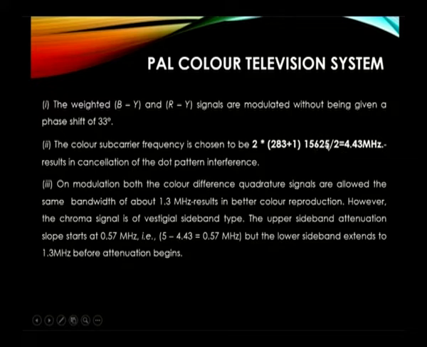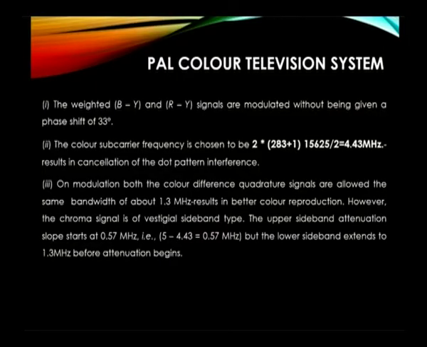15,625 divided by 2. This gives us 4.43 megahertz. This is very important, we need to note it down: for the PAL system, the subcarrier frequency will always be 4.43 megahertz. Why are we going to use 4.43 megahertz? Because it is helpful in removing interference. After the modulation, the color difference quadrature signals also have to be allowed the same bandwidth, and the bandwidth that we are going to use in PAL is 0.3 megahertz.